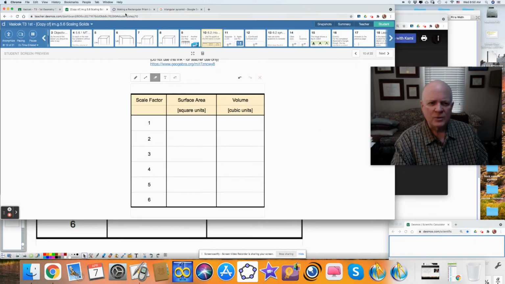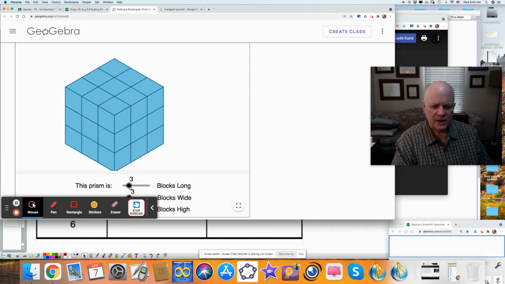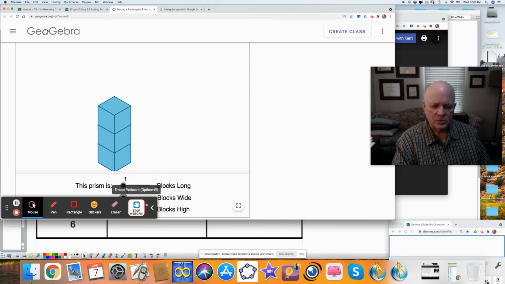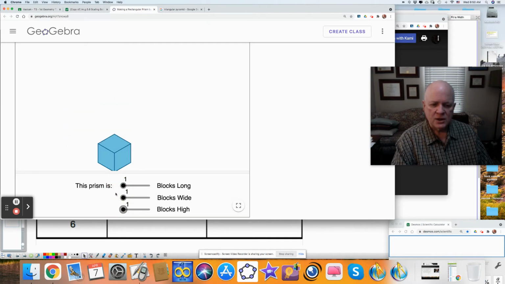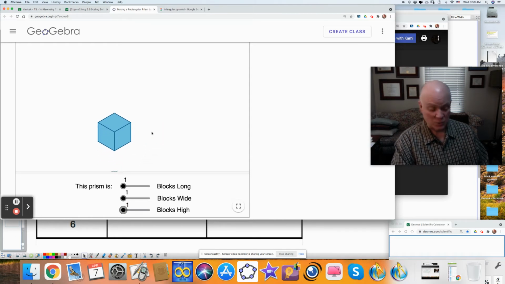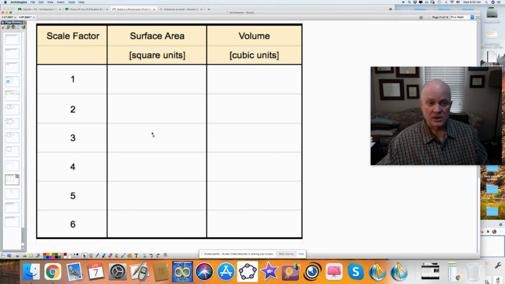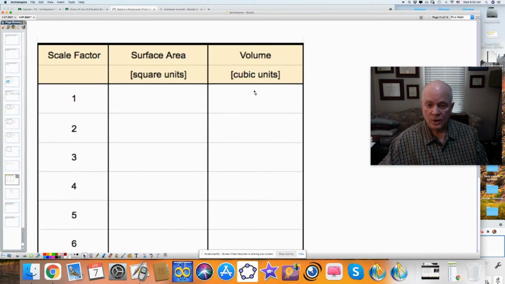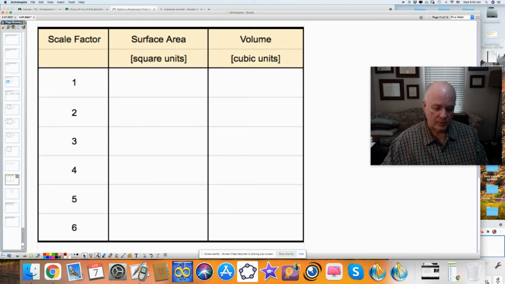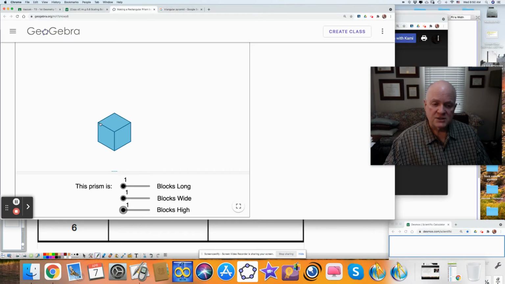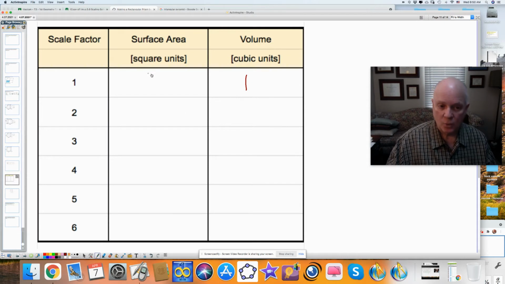If I open the applet, it looks like this. I can have a 1 by 1 by 1 cube, and its volume is 1 times 1 times 1, so it's 1. When my scale factor is 1, this 1 by 1 by 1 cube has a volume of 1. The surface area, though, each face is 1 times 1, and there's 6 of them. So it's 6 times 1, which is 6.